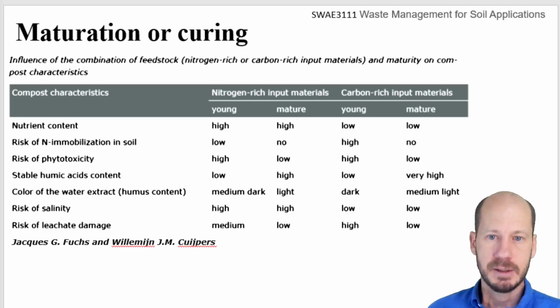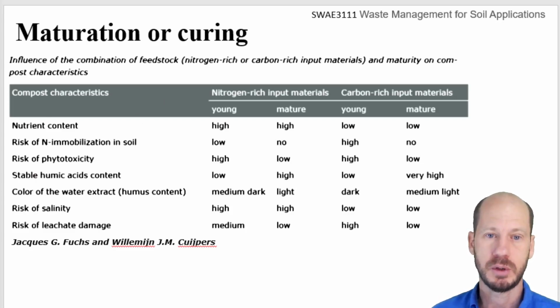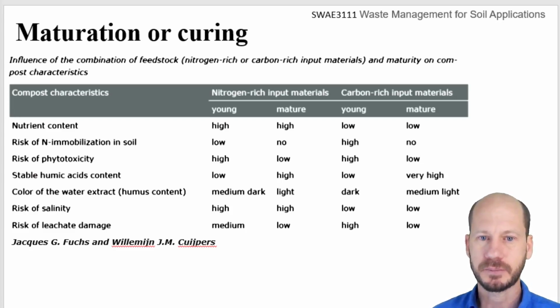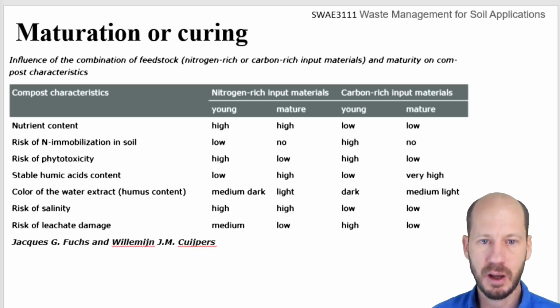There are differences between the properties of the mature compost and the young compost. If you use a young compost, you can still use that compost on the surface of the soil. It's not recommended that you mix it with the soil. But the mature compost will have a much higher nutrient content. You will have low risk of immobilizing nitrogen when you use it. This is the table of different properties between young and mature compost.